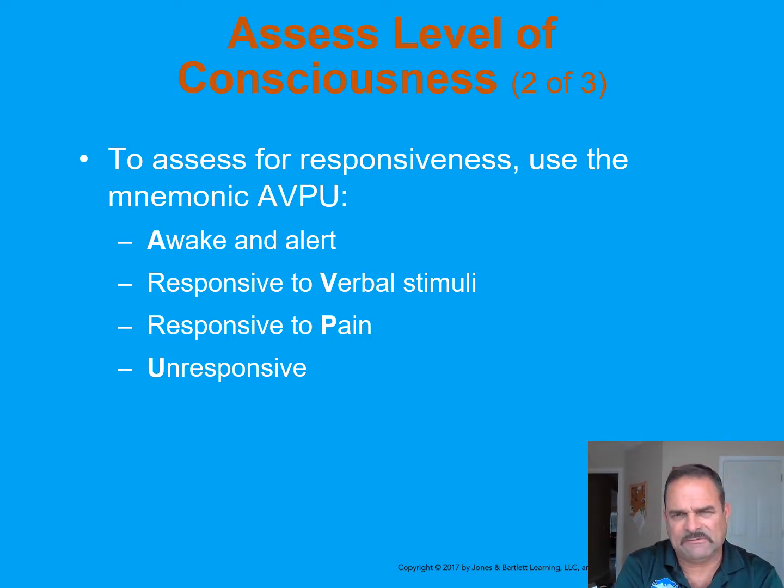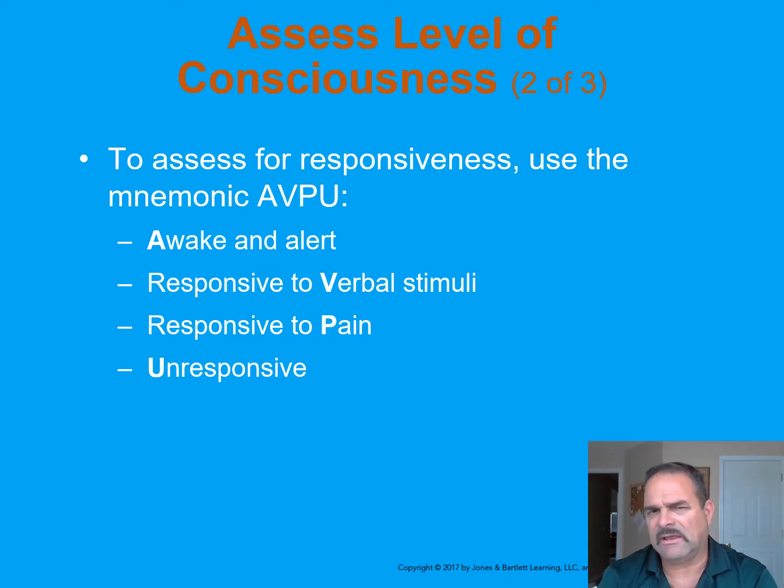To assess for responsiveness, use the mnemonic AVPU. Are they awake and alert? And we use person, place, time, and event. So there's 4 different things that we're going to assess. Person, what's your name? Place, where are you at? Time, is it daytime? Nighttime? An event, what happened today? Describe what made you call 911.